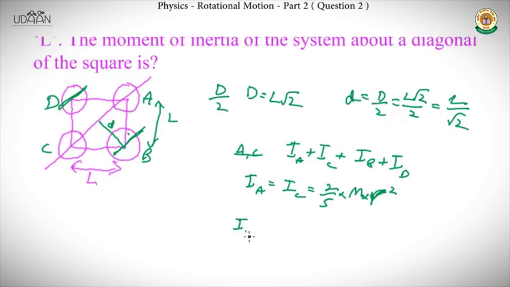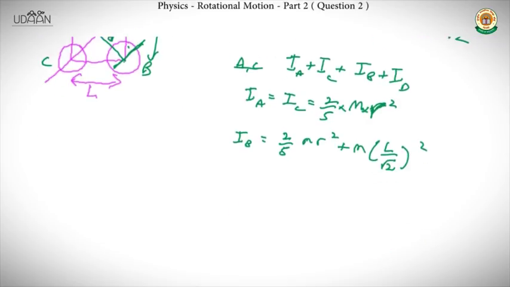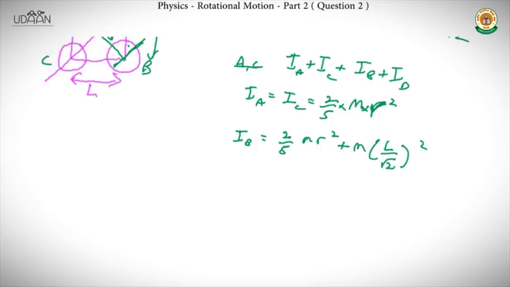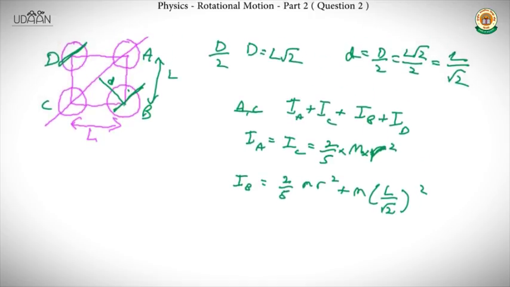So IB will be equal to the moment of inertia about the axis which we have drawn, which will be equal to 2 by 5 into m r square plus the parallel axis part, which will be m d square. D we have found out to be L by root 2. So let's write it down as L by root 2 square. Now this will also be equal to the moment of inertia of the sphere D about the required axis, because we can see that the distance D is same, and also the moment of inertia of the sphere D about the new axis is 2 by 5 mr square only. Right. So we can write down that ID is also equal to IB.